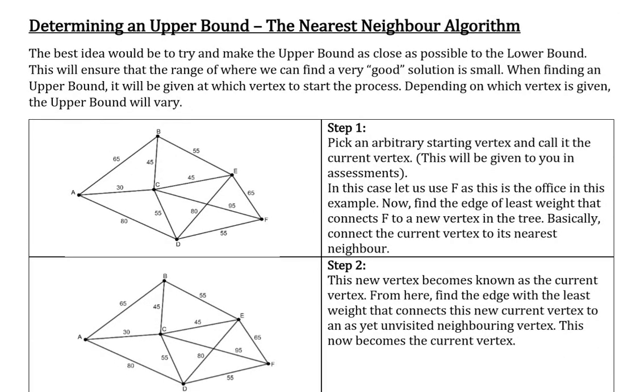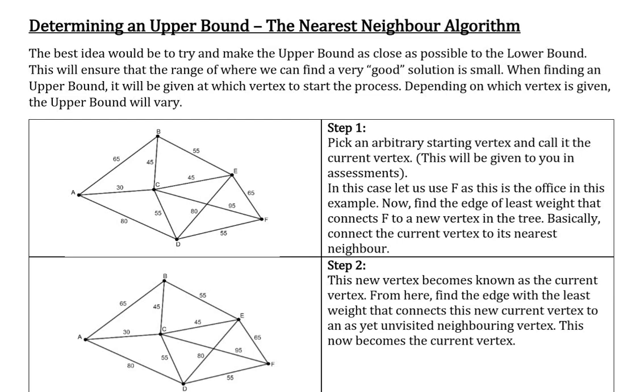The next one is determining the upper bound. Now this is a new algorithm, so we've learned 3 this year. We've got Prim's, Kruskal's, and now this is called the nearest neighbor algorithm. Now I actually really like this name because it's the only way that allows me to remember what to do. So the best idea would be to try and make an upper bound as close as possible to the lower bound to basically ensure that that range is quite small.